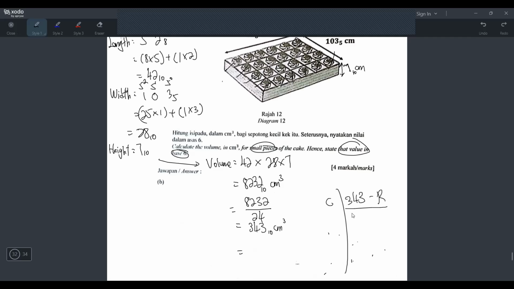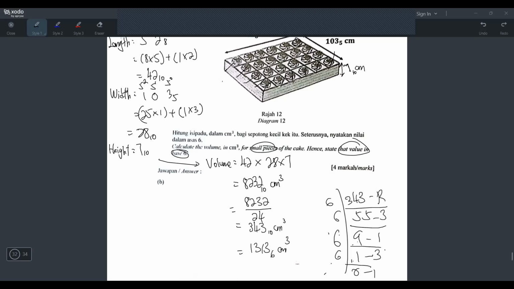Now I divide by 6. Okay, 6 times 6 is 36, but it cannot, so it has to be 6 times 5, 30. 34 minus 30 is 3, and then 6 times 5 again, and then remainder 3. And then 6 times what is 55? Let's see. 6 times 9 is 54, remainder 1. And then 6 times 1 is 6, remainder 3. 6 times 0, 1. So the answer should be 1313 base 6 cm cube.